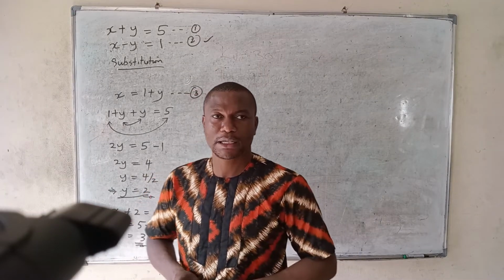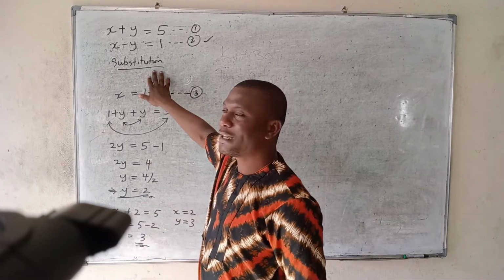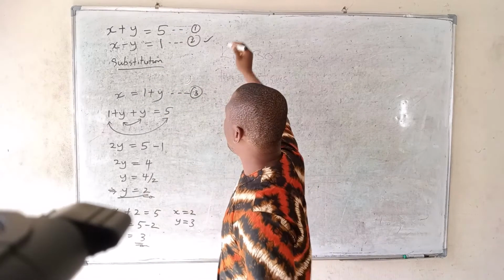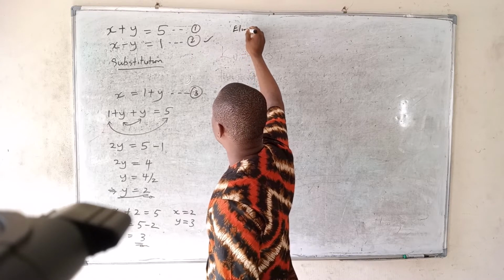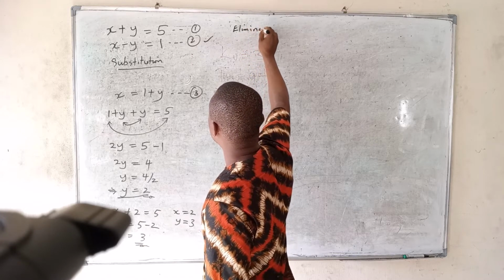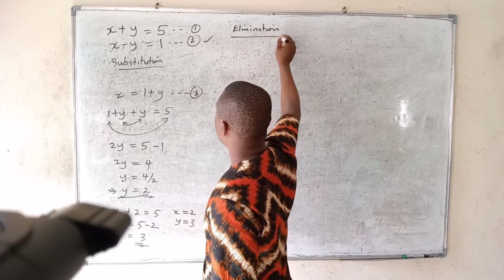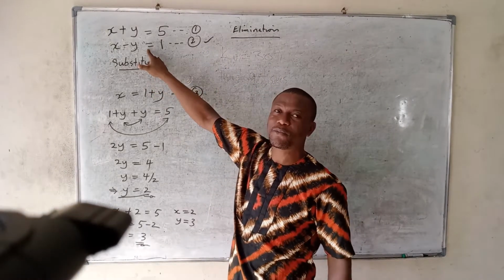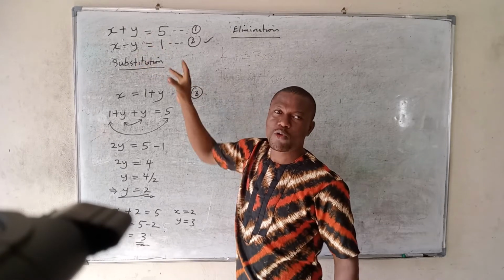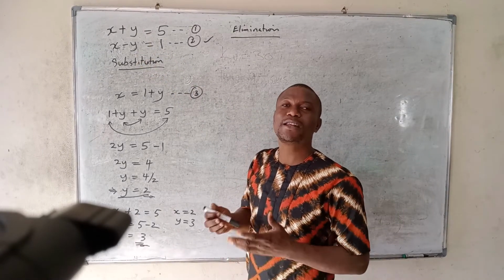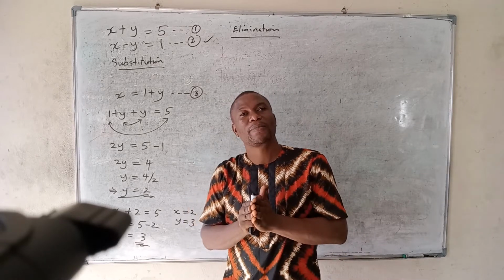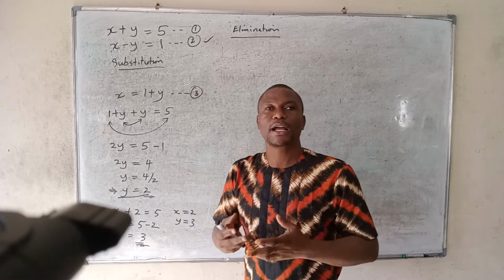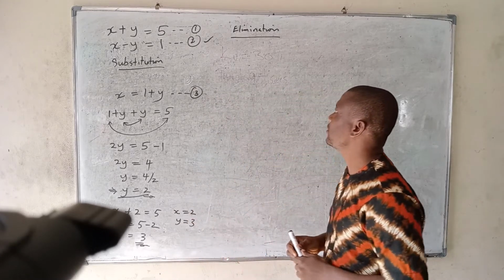Then moving forward, we can also employ the elimination method to solve this problem. By doing that, the rule of the elimination method is that first you ensure that the coefficient of one variable is the same for the two equations to be able to eliminate that variable and solve for the other variable, after which you can substitute to get the other variable.